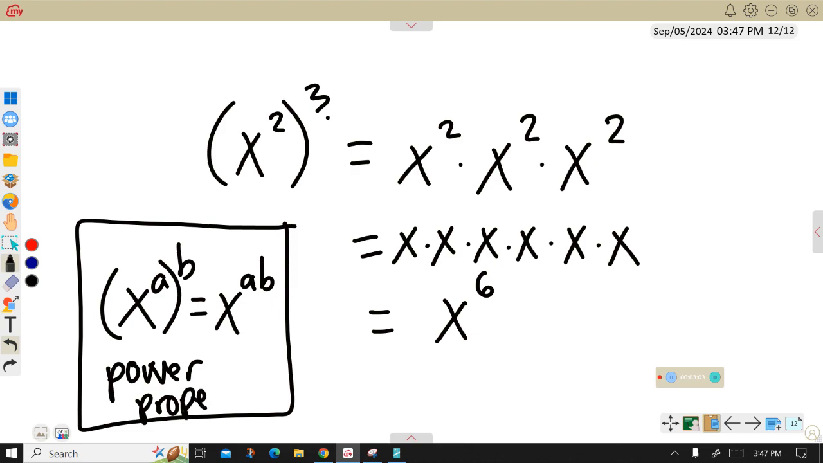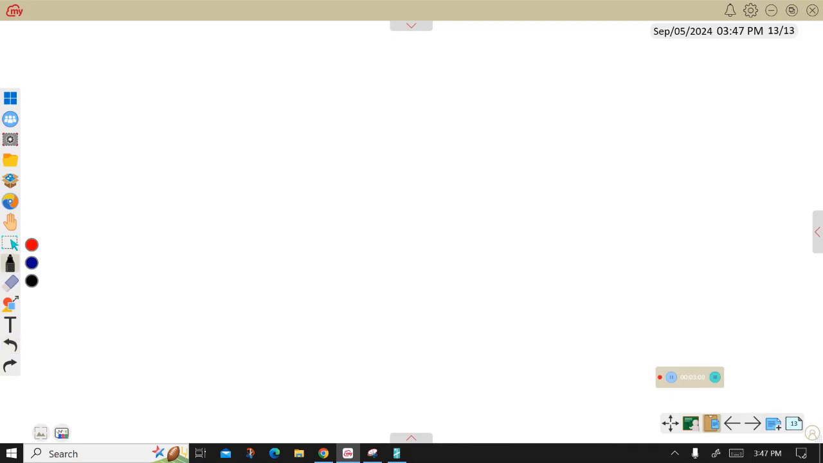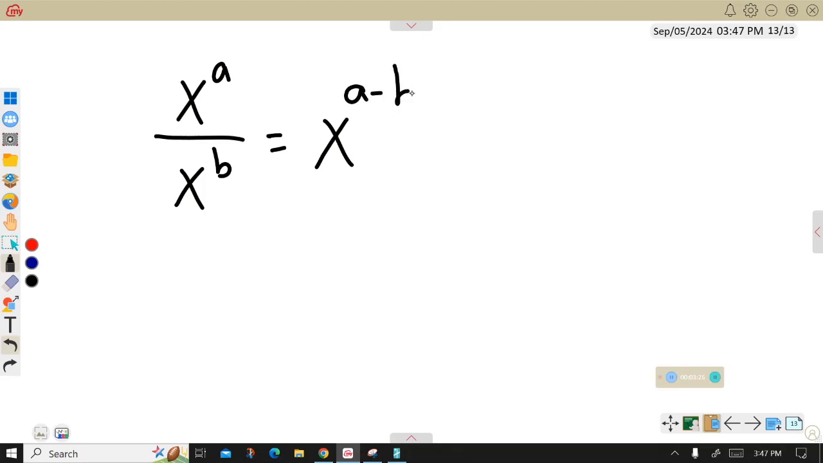Now we're going to get the quotient rule, quotient property, however you want to call it. It's the last one, and then we'll talk about negative exponents. This one looks like this. We have x to the a over x to the b, and we want to understand that what this means is x to the power of a minus b. Notice that the number that's on the bottom is the one that I subtract. That's the one that's getting taken away.